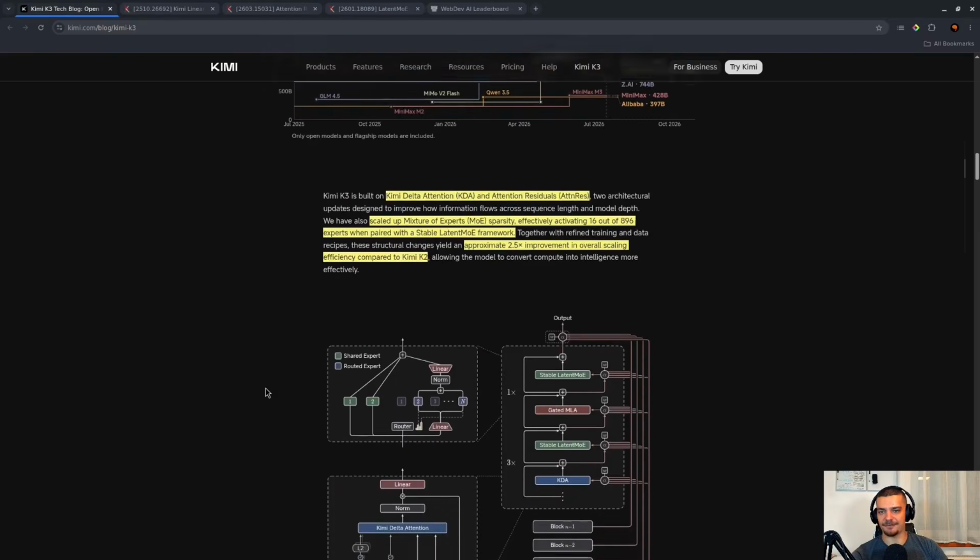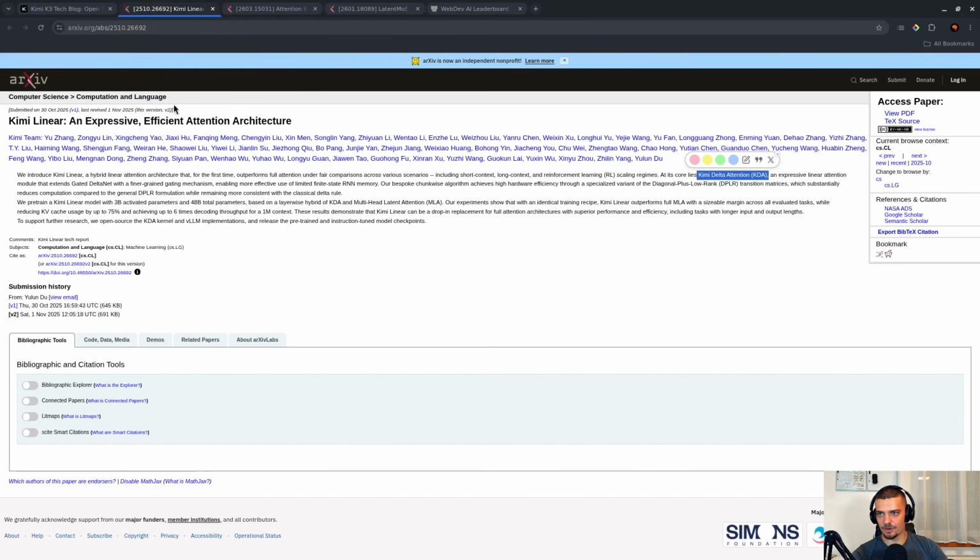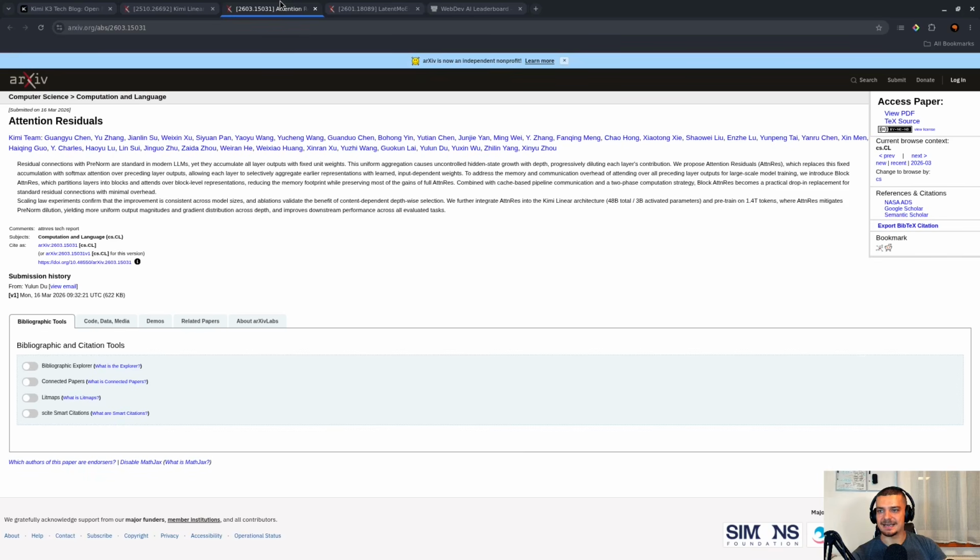The other part is that not everything in this architecture is new. Some of the stuff was already released before. For example, here, Kimi Linear. This paper introduced the Kimi Delta Attention, KDA, that we're going to talk about. This paper here, Attention Residuals, is also part of the architecture or defines part of the architecture.